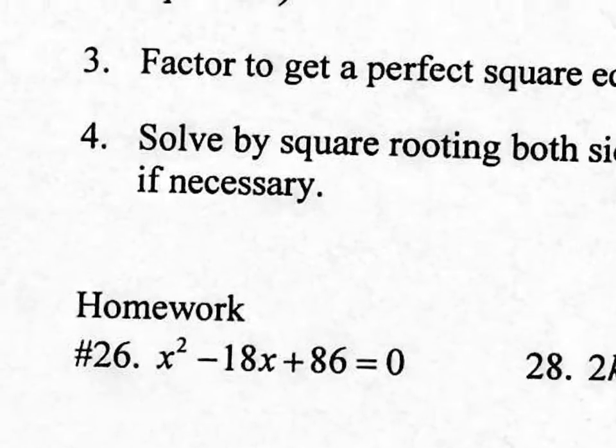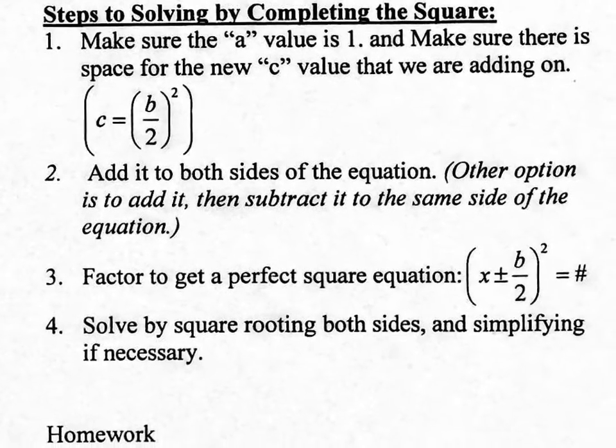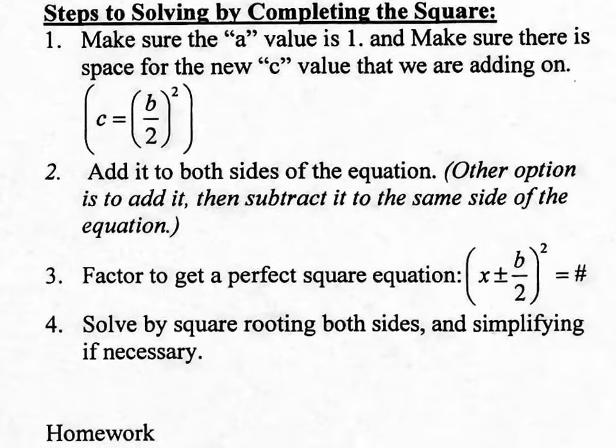Step 1 says you need the a value to be 1, and also make sure that there's space for your new C value. So you're actually going to physically leave a blank spot for your new perfect C value that we're going to add on. And remember, what is the C value? It's simply going to be B divided by 2 squared. That's where we get the perfect C value. Okay? And, of course, you're going to add it to both sides of the equation.